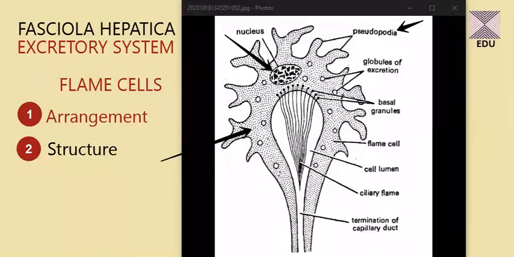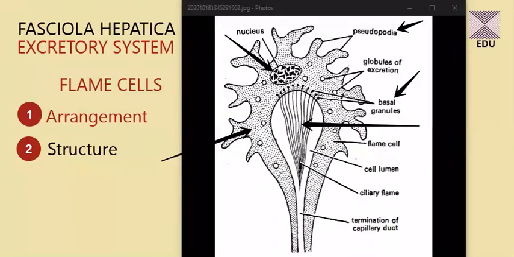These are the basal granules. So they are many in number. So here you can see a number of basal granules, and from each basal granule a single cilium arises. So in the very center you can see a number of cilia.